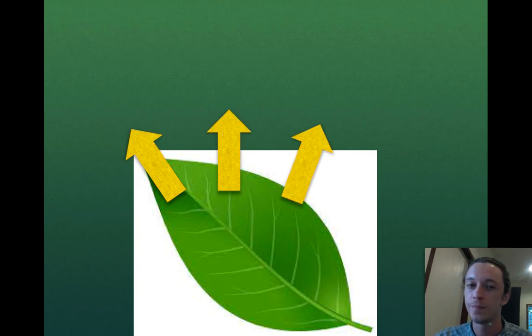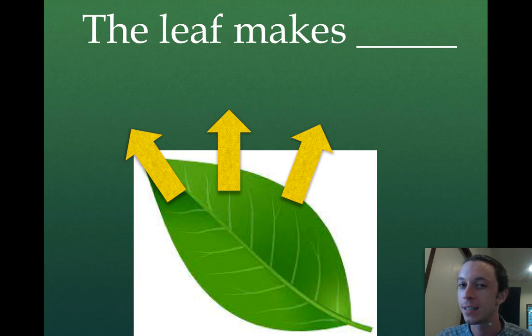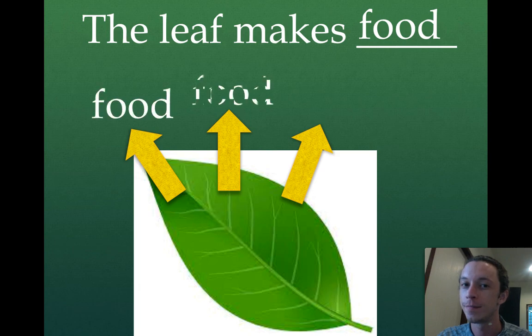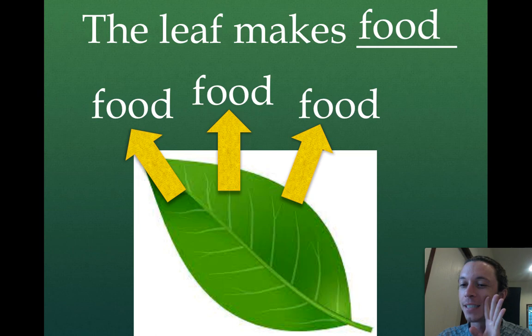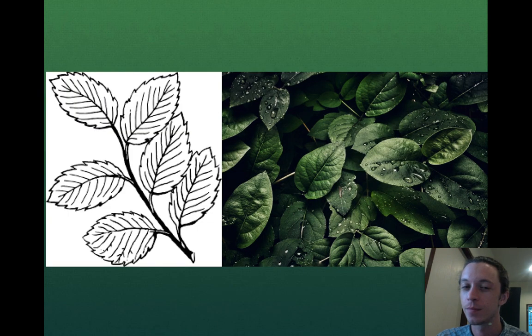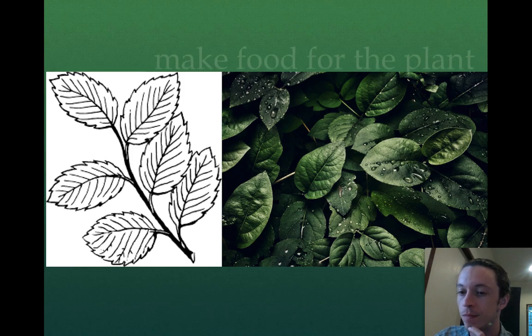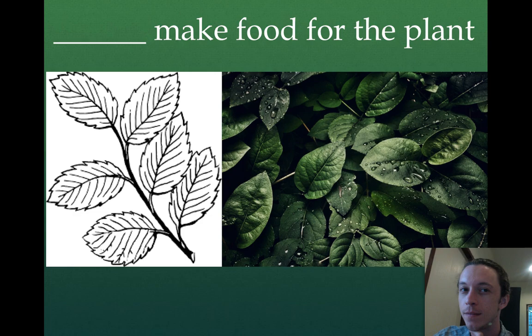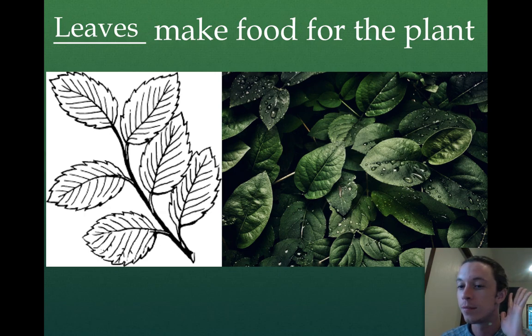The leaf makes food. What are these? Leaves. The leaves make food for the plant. Can you say, leaves make food for the plant? Good. The leaves make food for the plant.